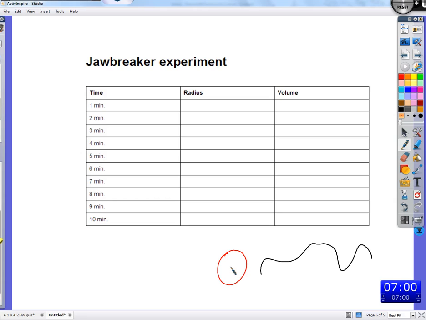Isn't there a way to do it by just the circumference? Can we measure the floss? Well, yeah, you can measure the length of the floss. No, I don't want your answer yet. Talk to each other.